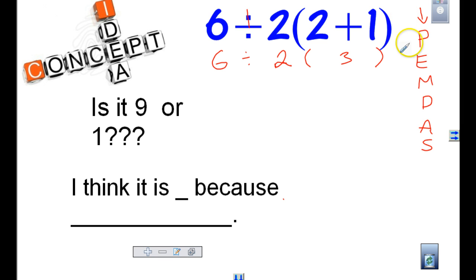If we follow this exactly, we did the parentheses. There are no exponents. Then we multiply, so we'll do 6, and then 2 times 3, and then you get an answer of 1. If you follow this, multiply, then divide, that's wrong.